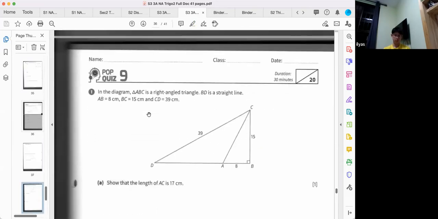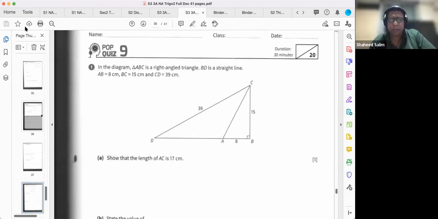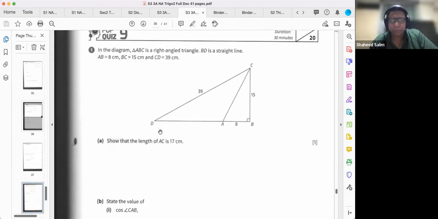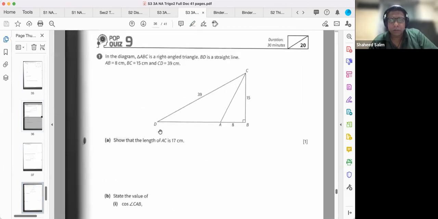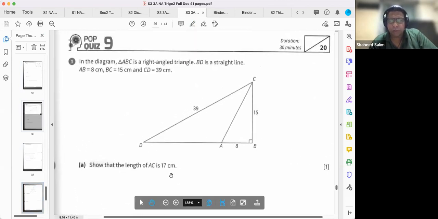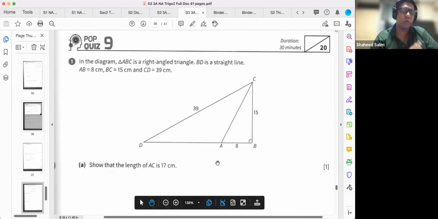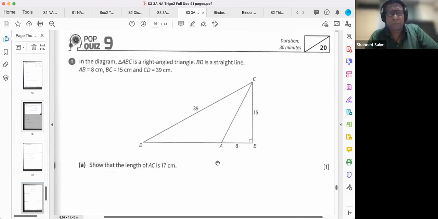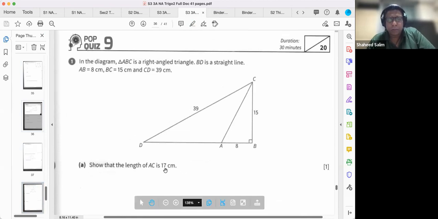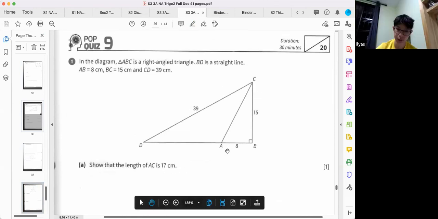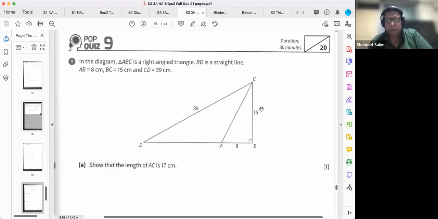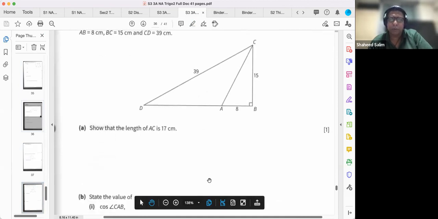Can you prove that the length of AC is 17? How are you going to do that? You don't need to do it, just tell me how. How can you prove that AC is 17? Pythagoras theorem. You got that. So you square this plus this plus this, and then you square root it, right?